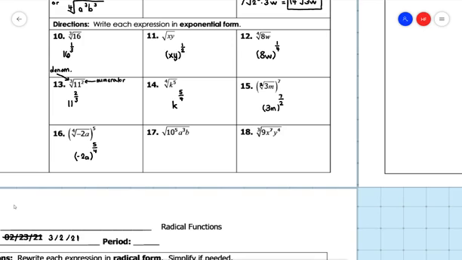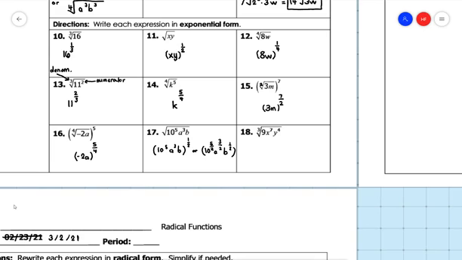On number 17, all of these have the 1/2 power applied to them, so we can say that this is 10 to the 5th, a to the 3rd, b to the 1/2 power. Or we can take those powers to those powers. So remember, a power to a power, we multiply those numbers. So this is 10 to the 5/2, a to the 3/2, b to the 1/2.